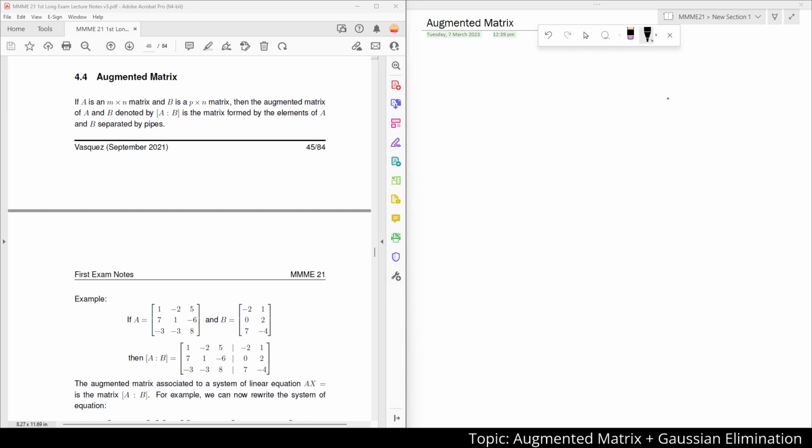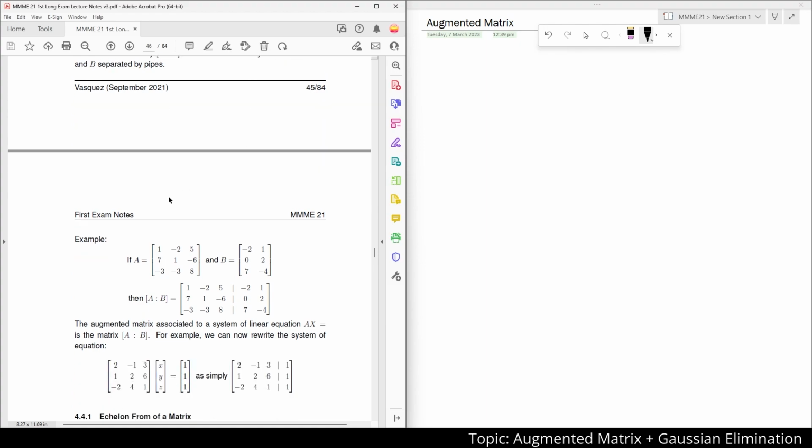So what is an augmented matrix? If A is an M by N matrix and B is a P by N matrix, then the augmented matrix of A and B, denoted by square brackets as A colon B, is the matrix formed by the elements of A and B separated by pipes. So essentially, ang ginawa natin is pareho yung number of rows nila, pinagtabi natin yung dalawa, A and B, and sineperate natin siya with straight lines. Yung tawag niya na pipes. Augmented matrix AB, ito siya.